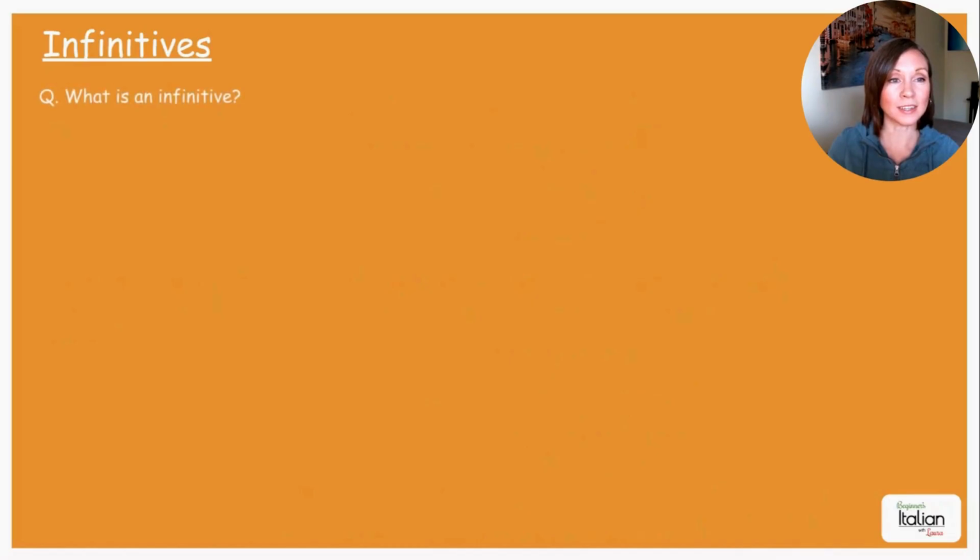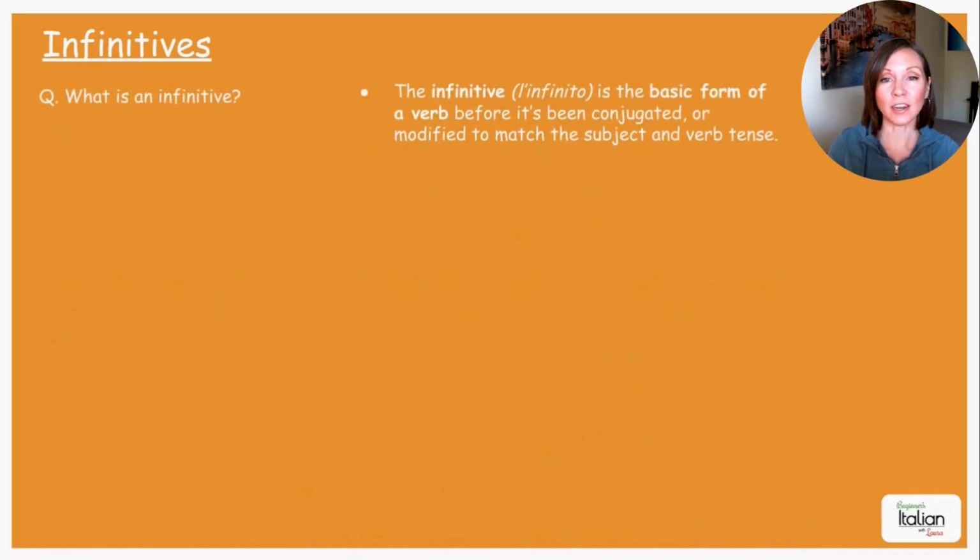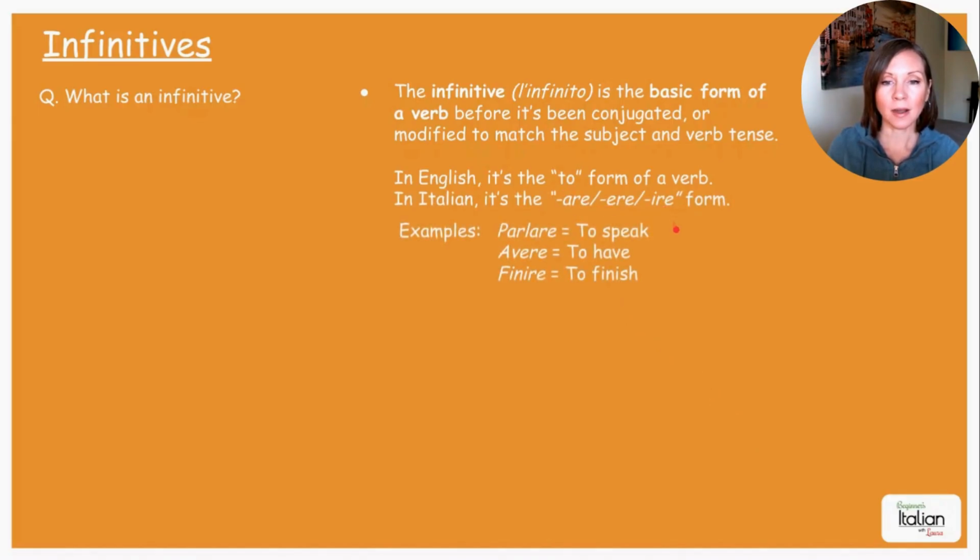Infinitives. What is an infinitive? The infinitive, l'infinito, is the basic form of a verb before it's been conjugated or modified to match the subject and verb tense. In English, it's the "to" form of a verb. In Italian, it's the ARE, ERE, and IRE form. For example, parlare, to speak. You see it has the ARE ending, and in English, it's "to speak." Avere is to have, and finire, to finish.